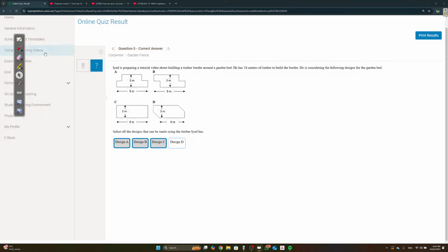Let's take a look. Basically, he has 24 meters, so obviously one of these won't be enough for 24. Let's take a look. 9 here, and 3 here. For these two, you can't calculate it perfectly, if I'm not wrong. You could say here's 1.5, and here's 1.5. Yeah, I think that's the only way you can solve it.